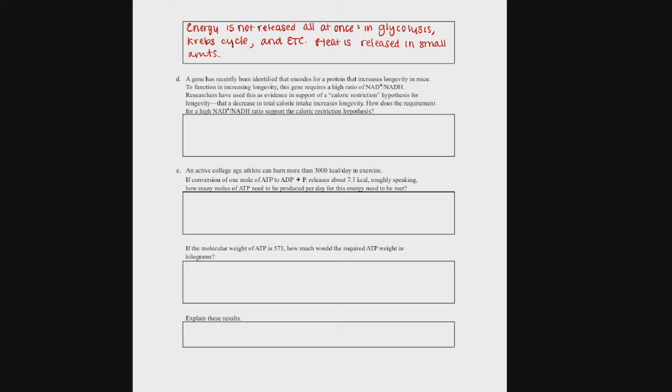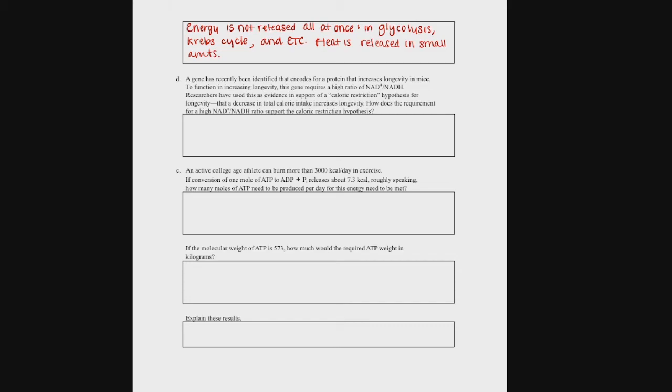Okay. A gene has recently been identified that encodes for a protein that increases longevity in mice. To function in increasing longevity, this requires a high ratio of NAD plus to NADH. Researchers have used this as evidence to support the calorie restriction hypothesis for longevity, that a decrease in total calorie intake increases longevity. How does this requirement for a high NAD plus to NADH ratio support the caloric restriction hypothesis?